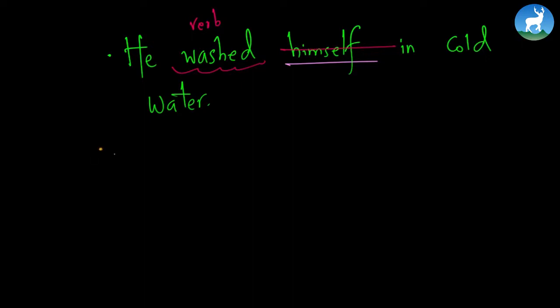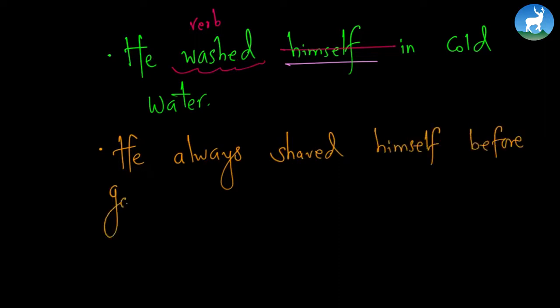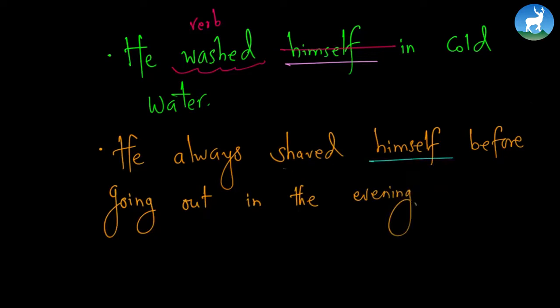Let's take another example. He always shaved himself before going out in the evening. What is the verb? Shaved is the verb. What is the direct object? Himself is the direct object. Now, do we really need himself? Who is the person going to shave, other than himself? We shave ourselves. So why use this? The sentence reads correctly without the direct object. He always shaved before going out in the evening.